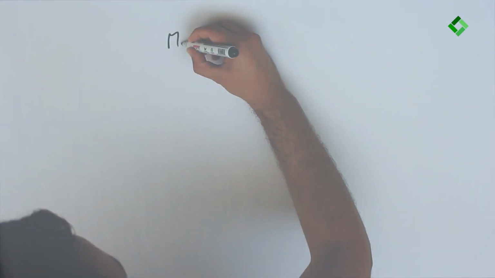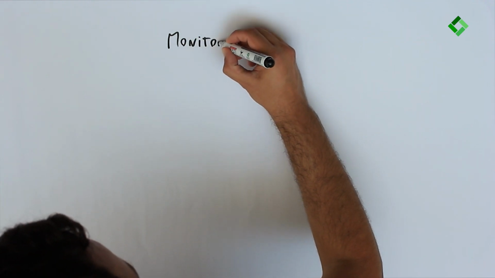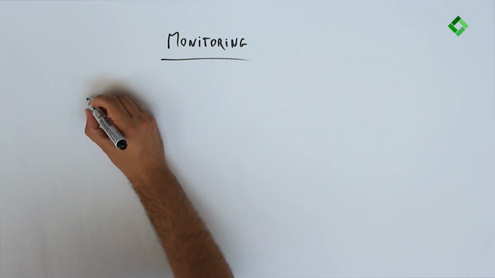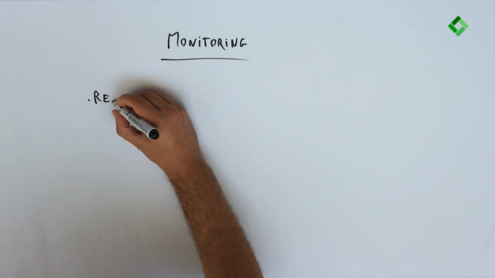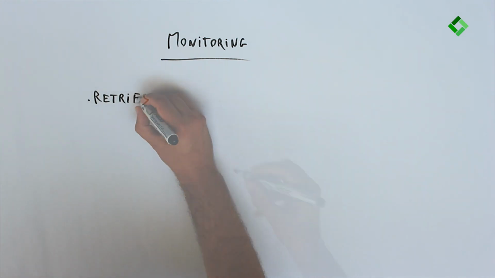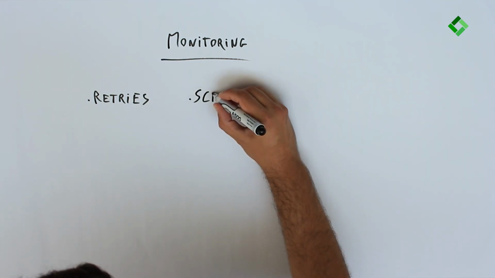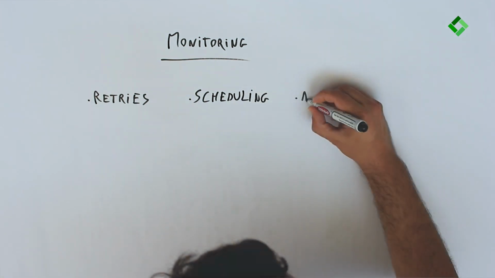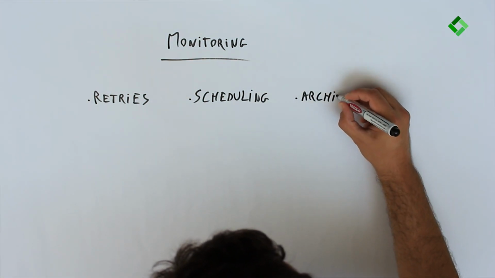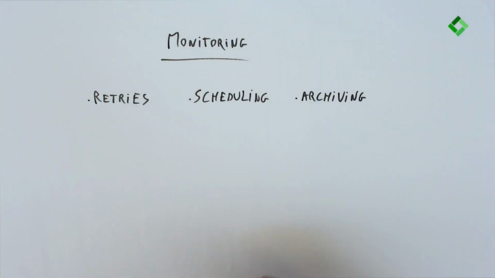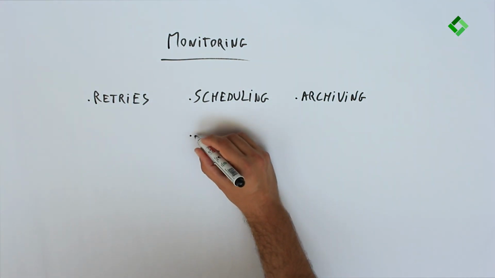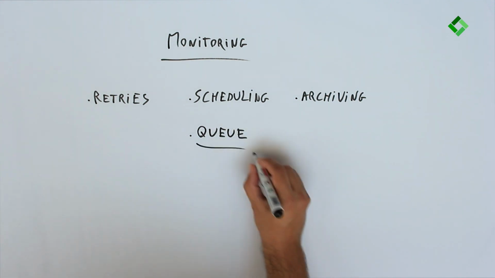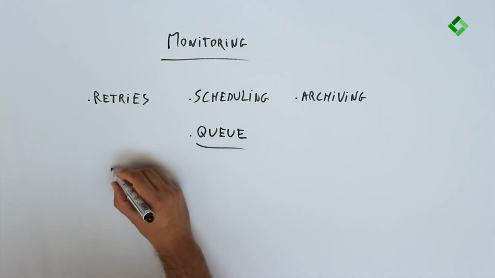A very important part of data synchronization is the monitoring tool. This tool is a way to control how retries are handled, the scheduling of the synchronization, including frequency, the archiving of synchronization information so that the tracking of data changes can be done, and last but not least, a queue for visualization and more control over the synchronizations.